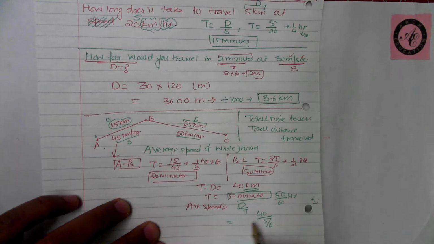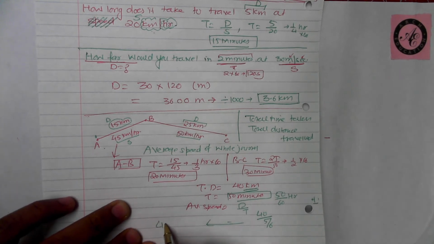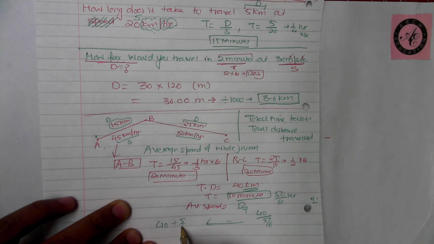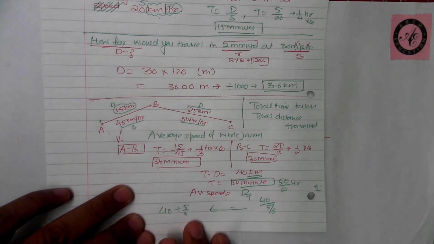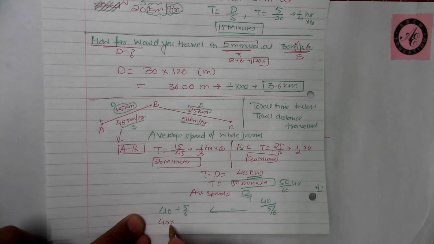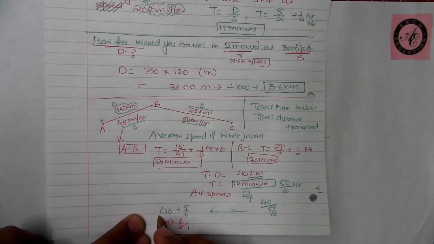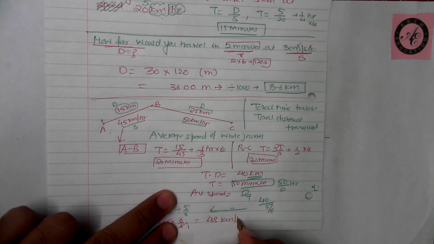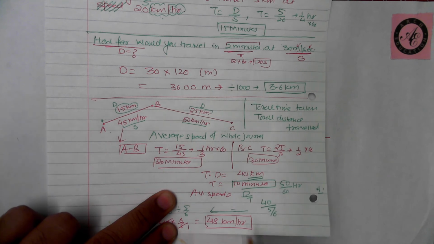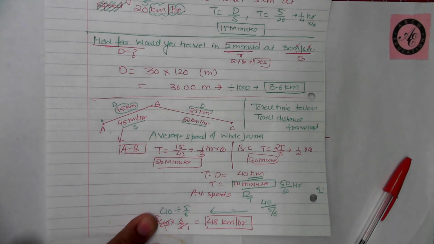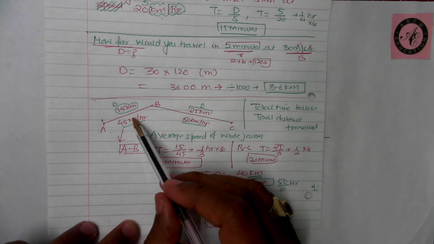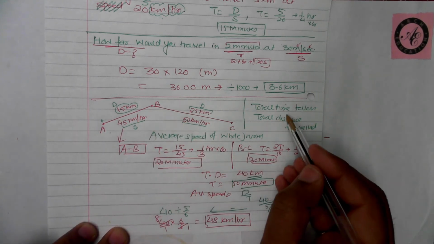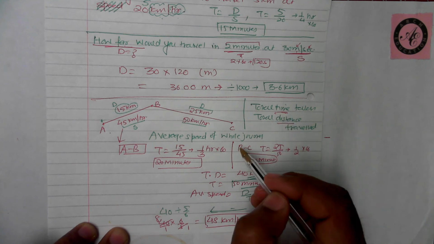Okay, let's simplify this. So 40 divided by 5/6. Use that good old KCF method. 40 times 6/5. Cancelling 5 here, 8 here. This is 48 kilometers per hour, the average speed of that whole journey. Let me just think of another question of this type. So average speed, once again, is not the average of the two speeds. It is the total distance traveled divided by the total time taken.